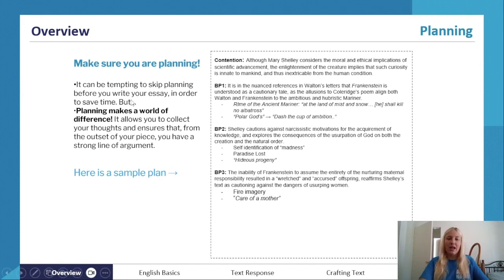So every plan should have a contention, that thesis statement that's going to go in your introduction of your analytical essay. And here we have, although Mary Shelley considers the moral and ethical implications of scientific advancement, the enlightenment of the creature implies that such curiosity is innate to mankind and thus inextricable from the human condition.